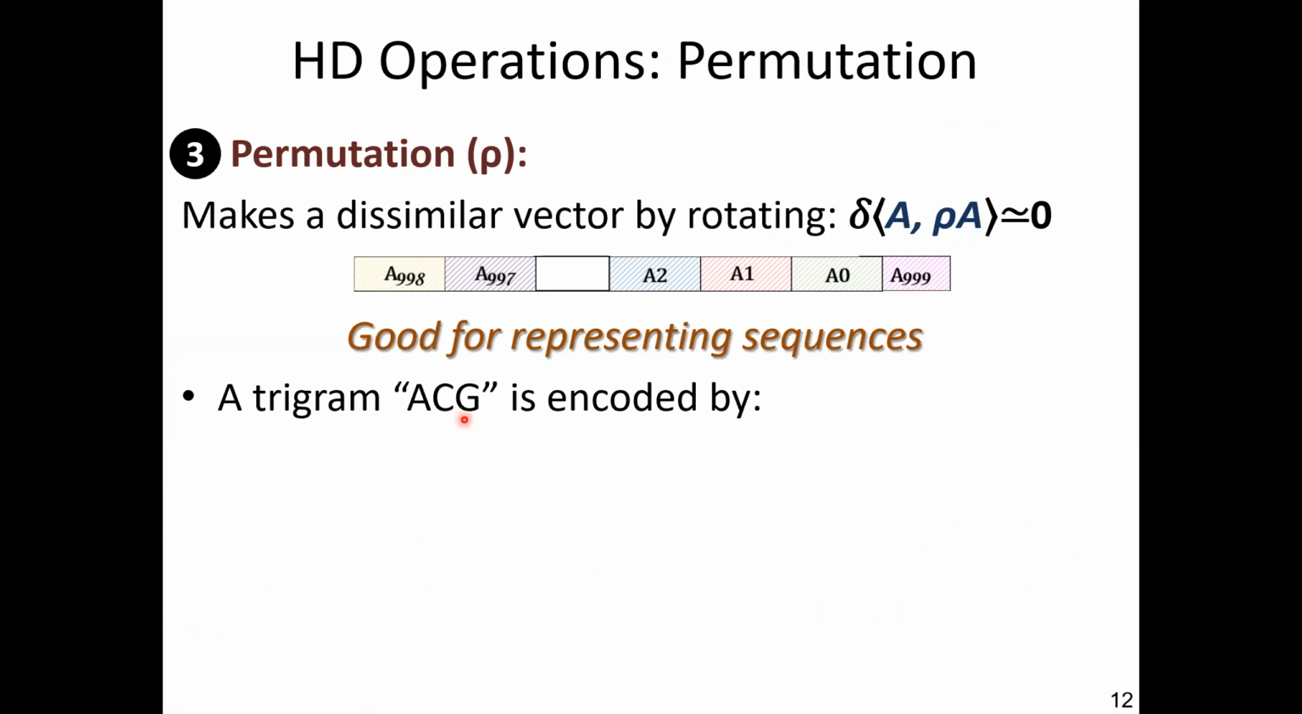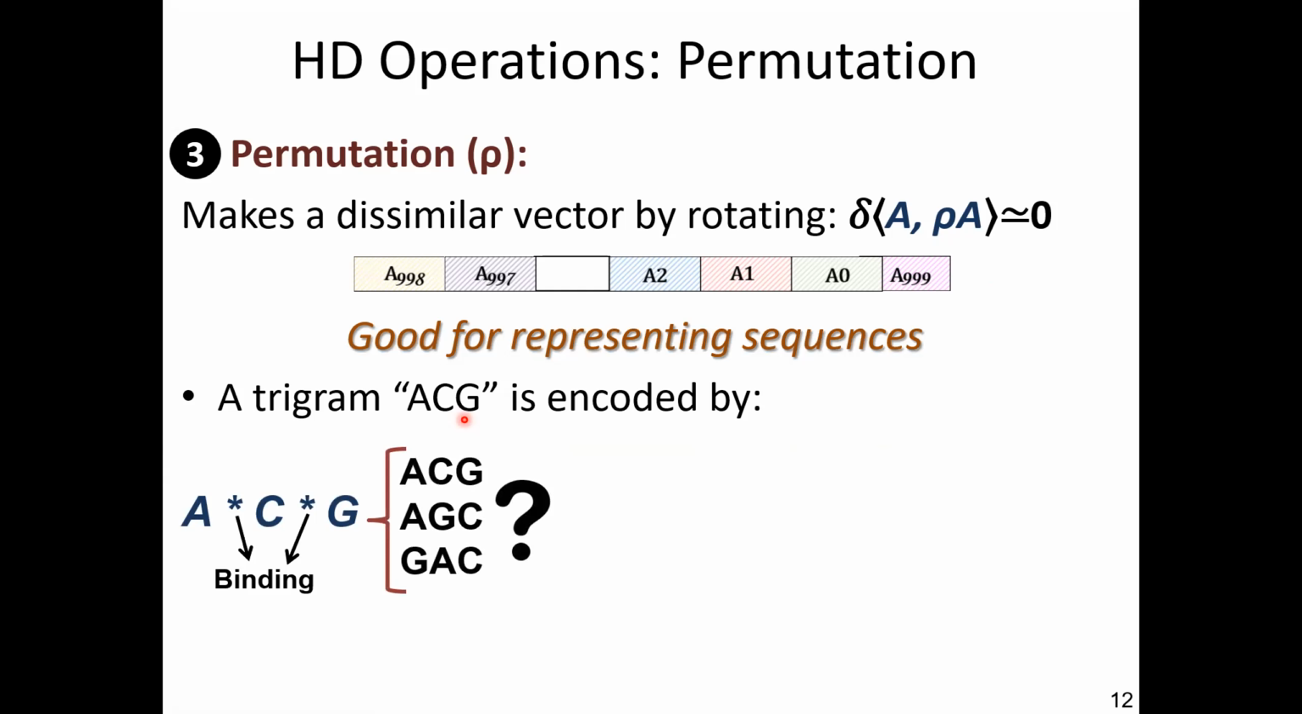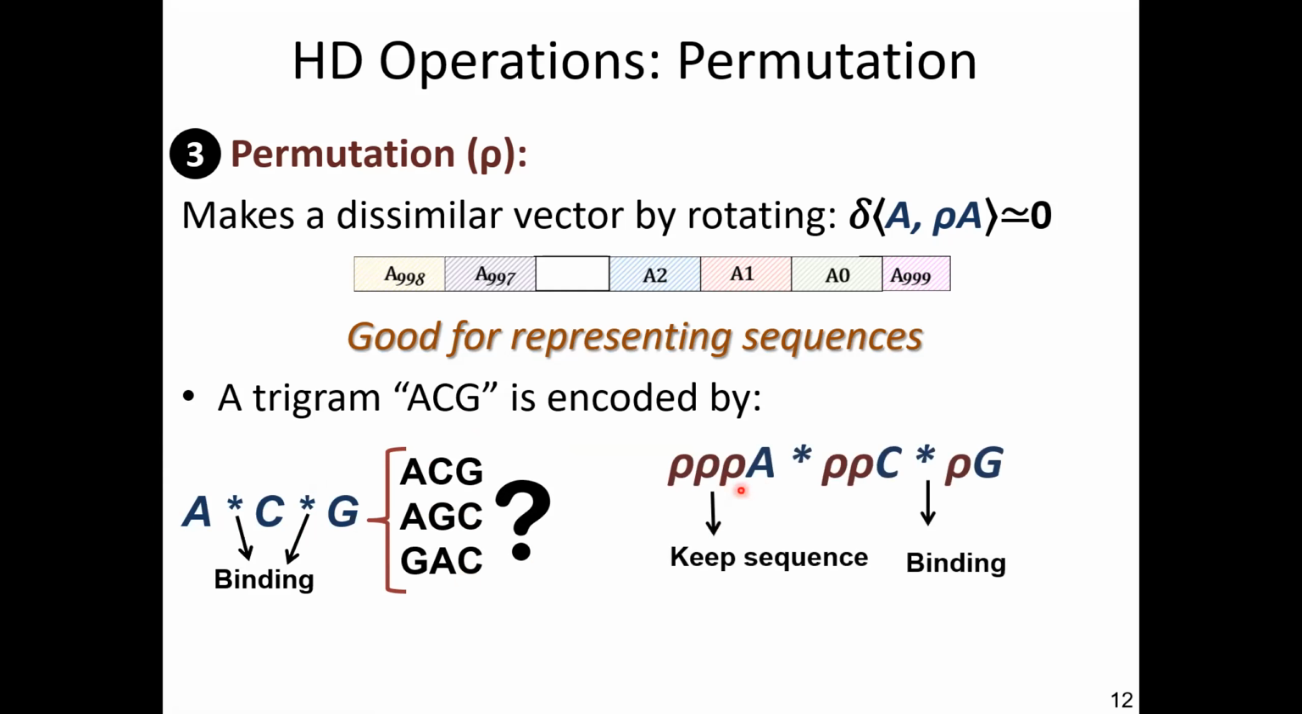So if you have A, C, G, three characters, you can bind them together to associate the objects, where each of A, C, G is a randomly generated hypervector. But that doesn't remember the sequence, so we can assign a unique permutation to remember the position or timing, so I can say which one happened in which order.